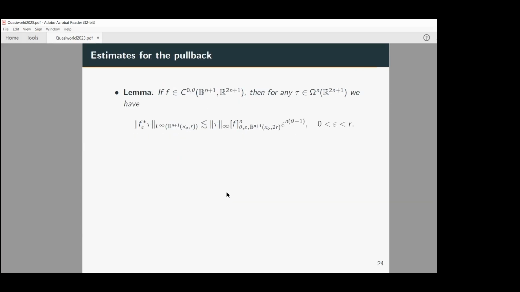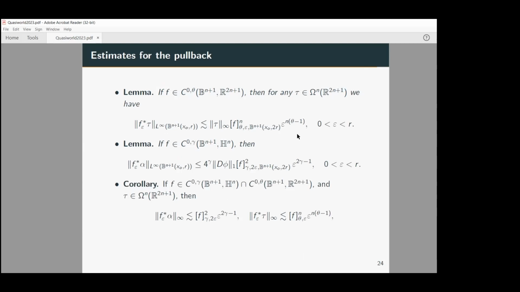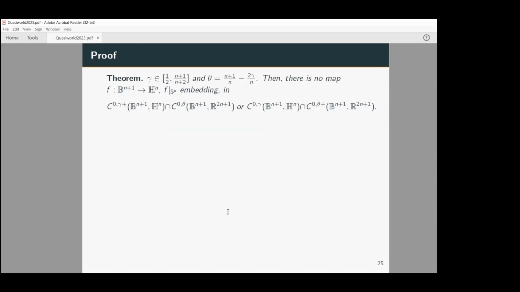Now let's recall. We have this bad estimate when you have a Hölder continuous mapping into R^2n+1. Then for an n form, you have such a bad estimate. So this is the estimate I didn't like. And for the contact form, we have a good estimate. And now, when I have a mapping which is gamma Hölder continuous as a mapping into the Heisenberg group, and theta Hölder continuous into Euclidean space, then I have a good estimate for the pullback of the alpha form that comes from this gamma Hölder continuity, and a bad estimate for the pullback of theta, where theta is an n form. Okay, so let me copy, and so that's the theorem we wanted to prove.